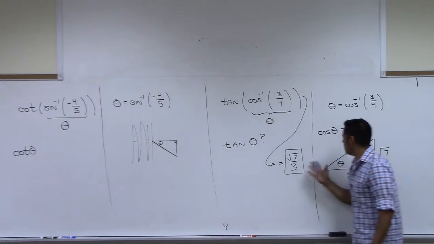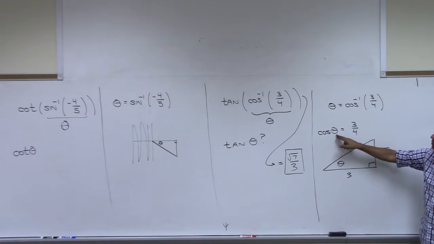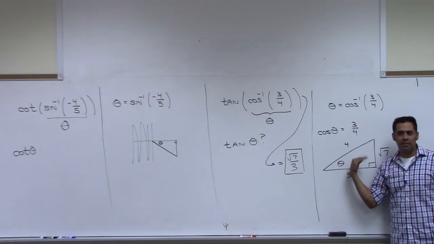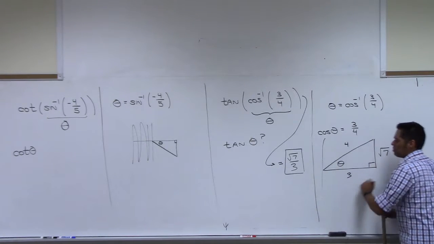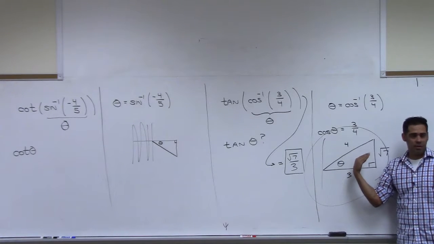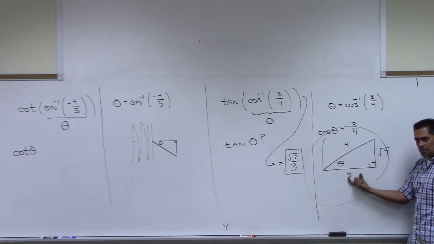See here, why didn't it matter? Cosine was positive. This was a positive thing. Cosine is positive in the first quadrant, so you can imagine that triangle was drawn in the first quadrant. Cosine is the x coordinate. It was positive.